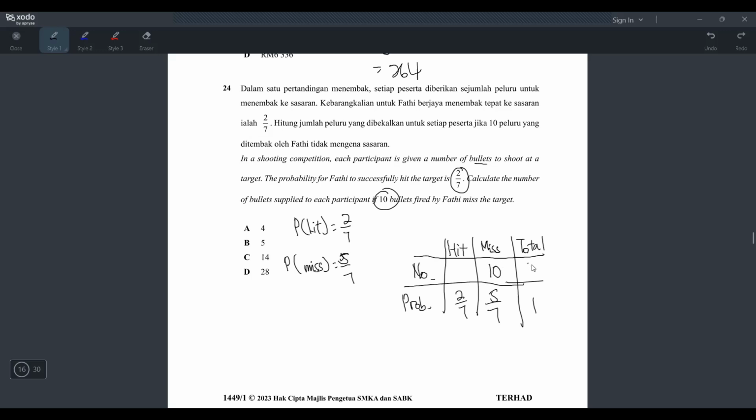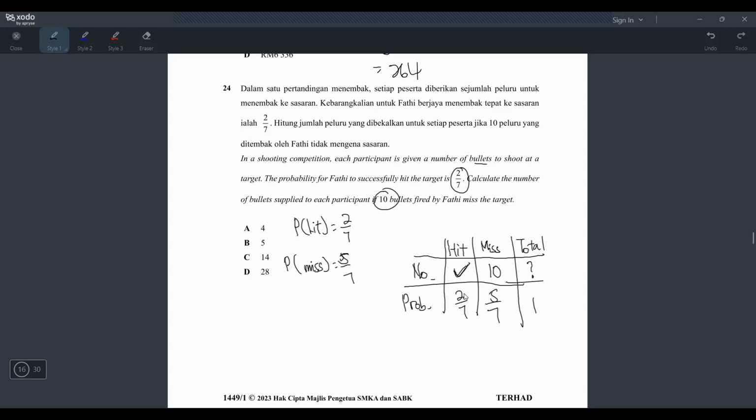And then I think I want to find this, right? Because they're asking number of bullets supplied. So it means they're asking for total. So how can I get this? Okay, let me tell you how it works. How can I get number of hit?